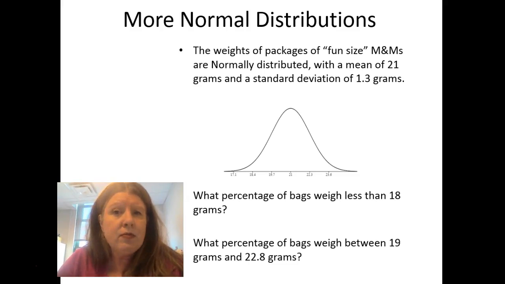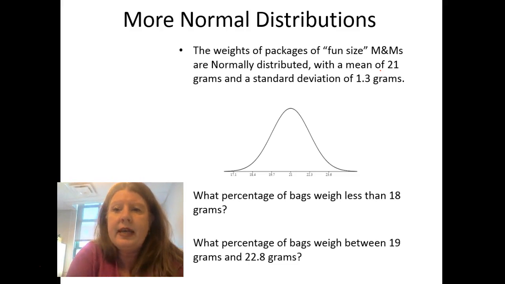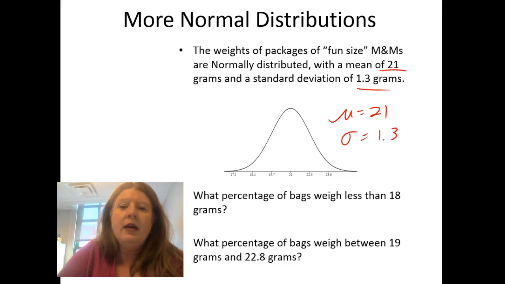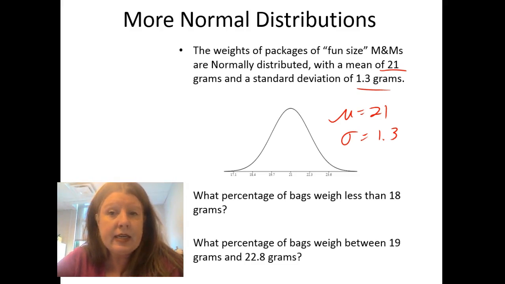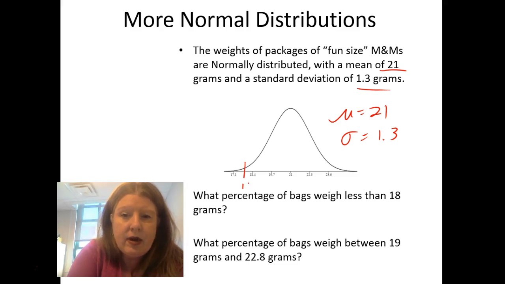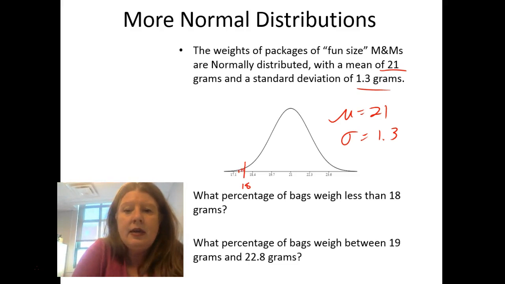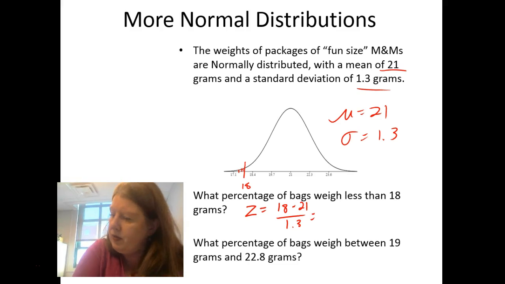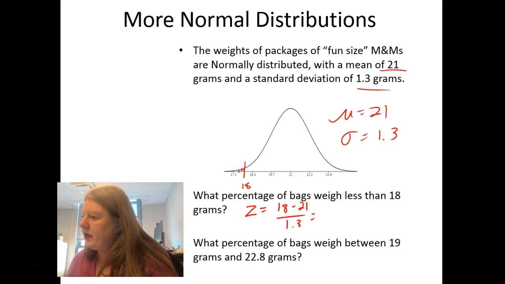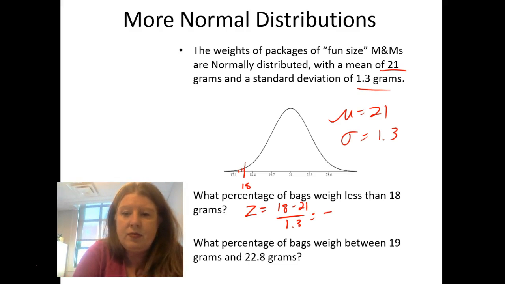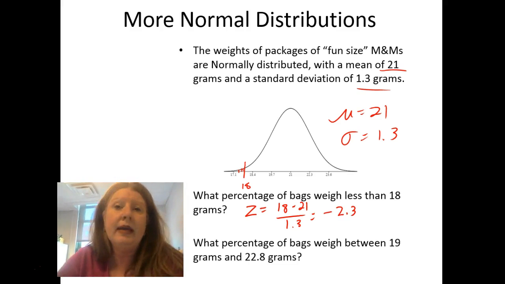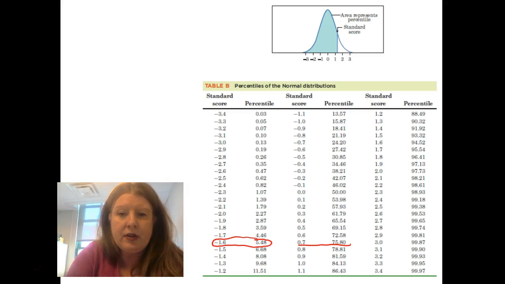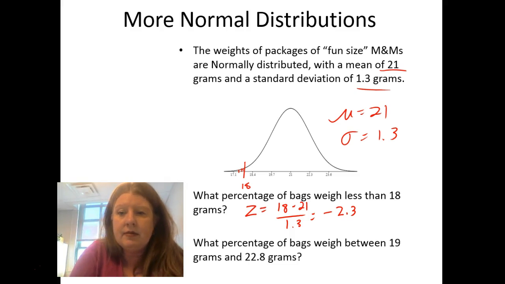Okay. So a few more types of questions we could ask you. Again, we have our same distribution of M&Ms here. Mu is 21, sigma is 1.3. What percentage of bags weigh less than 18 grams? So 18 is over here somewhere. I want to know what this little area is. To figure that out, I would take 18 minus 21 divided by 1.3, and that ends up giving me about negative 2.3. And again, if I go to Table B and look that up, negative 2.3, I see 1.07. That's my final answer.